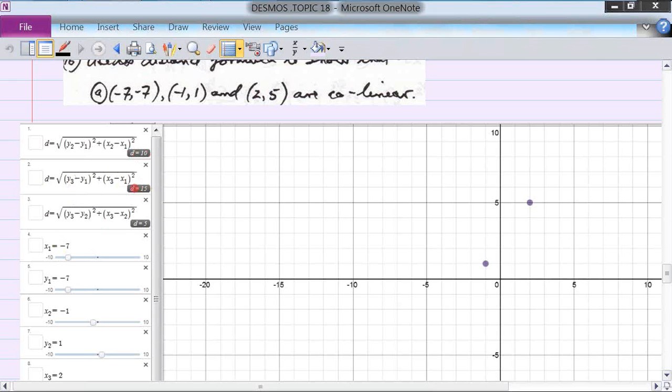So I put a formula in, and you can see that I got the distances 10, 15, 5. I'll go into that in a little bit.